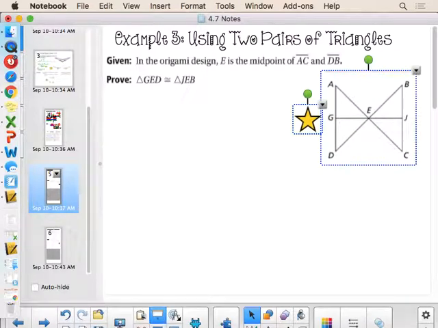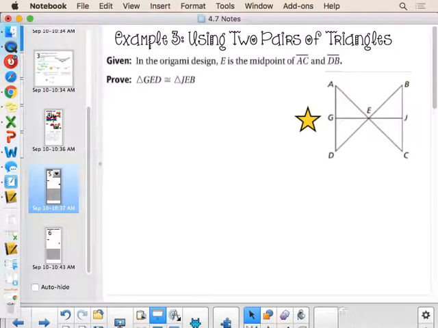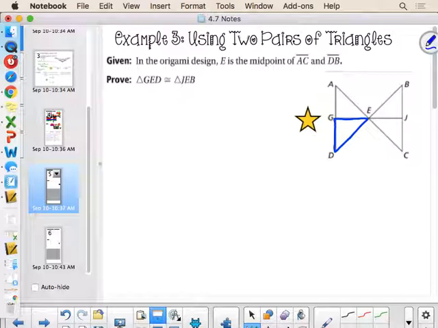So in the given, I have been given that E is the midpoint of both AC and DB. We'll interpret that in a second. I'm hoping all of you recognize what that means. Ultimately, what I want to prove is that triangle GED is congruent to triangle JEB. So that's ultimately what I'm trying to get to. That is the goal. Okay?